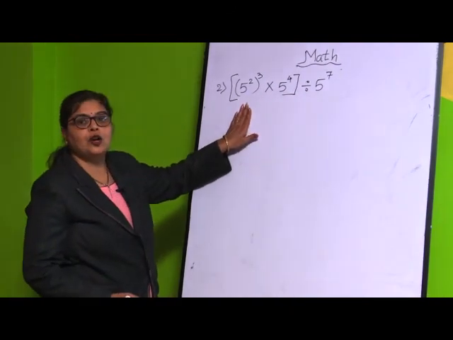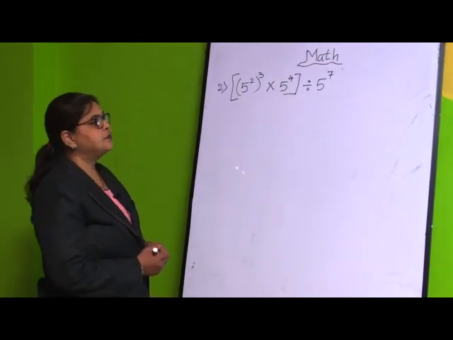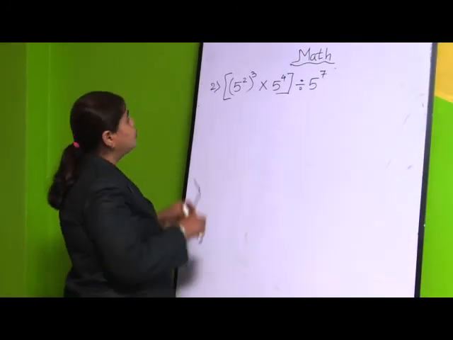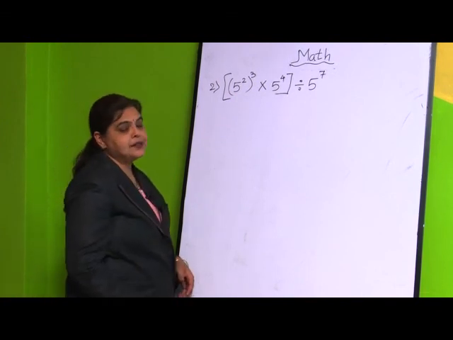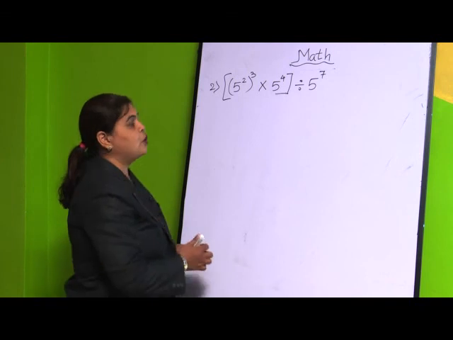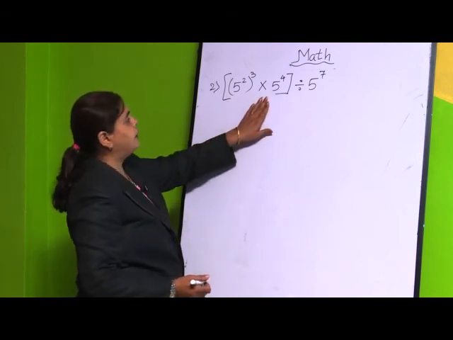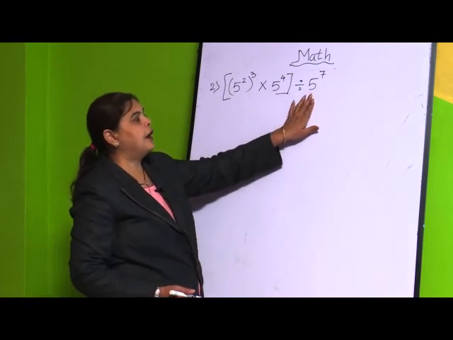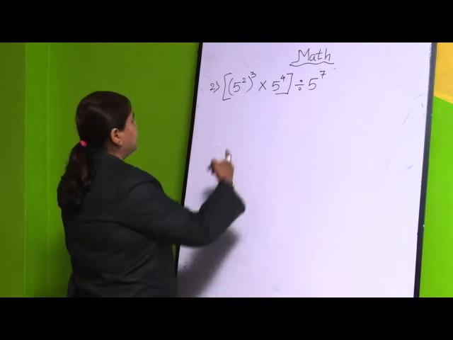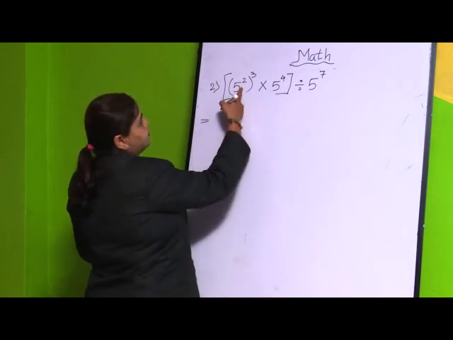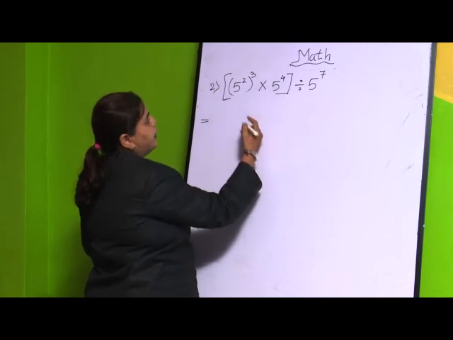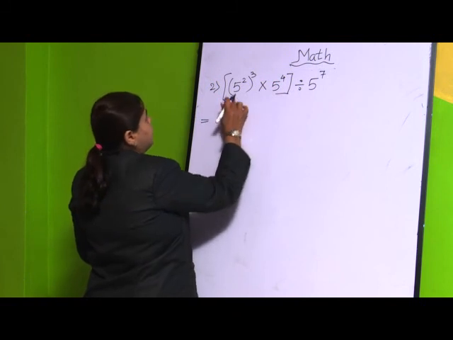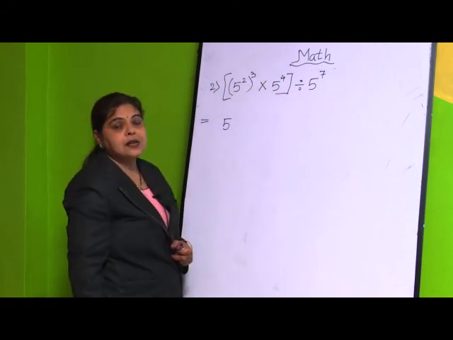Here we had already learned the laws of powers of exponents, exponential form. Here we have (5 raised to the power of 2) to the power of 3, which is given in the bracket, divided by 5 raised to the power of 7. Which law do we have to use here? First we will simplify this bracket, because it is given in the square bracket.